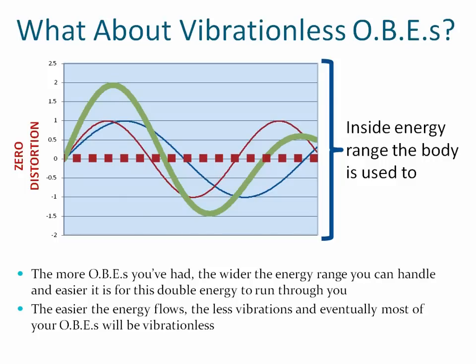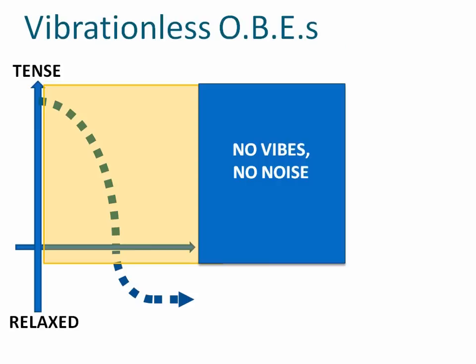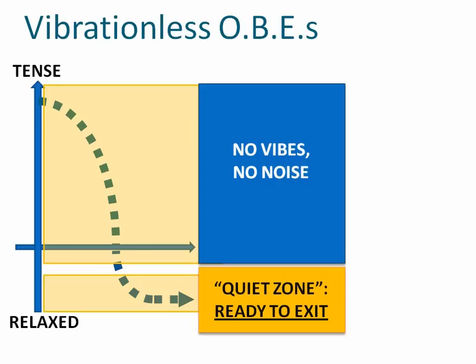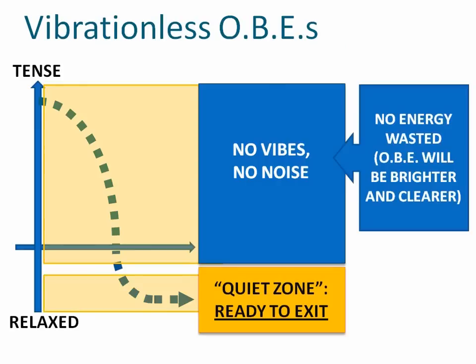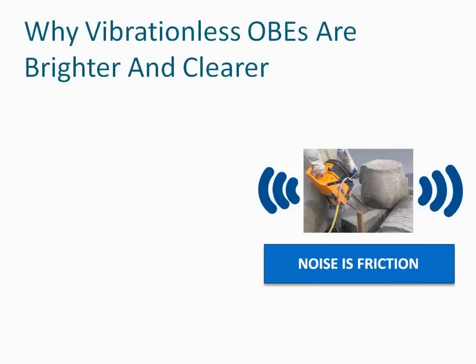You'll go from waking awareness with no vibrations all the way into the OBE with no vibrations, which means that you'll have to rely on other signals that we'll cover later to tell if you're close to an OBE. The upside is that vibrationless OBEs are much brighter and clearer than OBEs where you have to punch through massive vibrations. So why would that be?